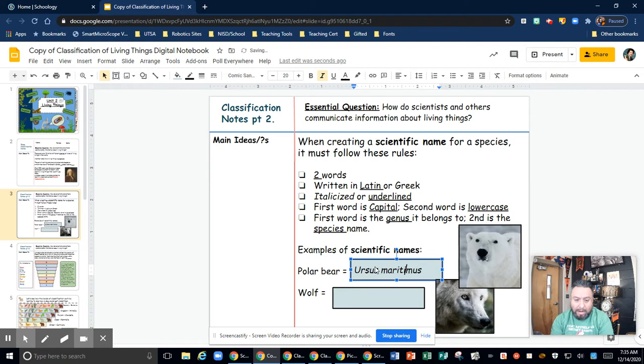Maritimus. Forgot another I. There we go. Ursus maritimus. That is a polar bear. Okay, so we call it polar bear, but in the scientific name, it belongs to Ursus. That's the genus, that's the group it belongs to. And then more specifically, because it's polar bear, maritimus.